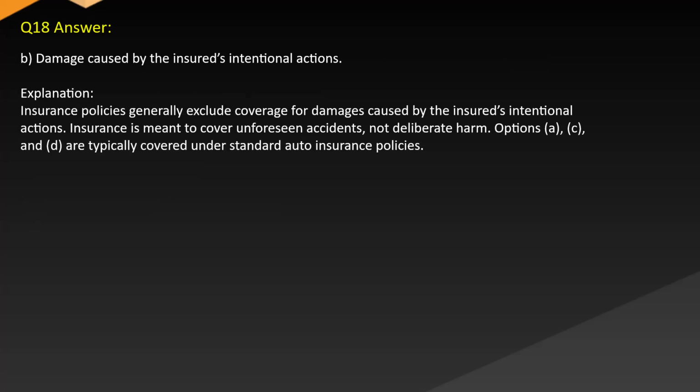Answer: B. Damage caused by the insured's intentional actions. Explanation: Insurance policies generally exclude coverage for damages caused by the insured's intentional actions. Insurance is meant to cover unforeseen accidents, not deliberate harm. Options A, C, and D are typically covered under standard auto insurance policies.